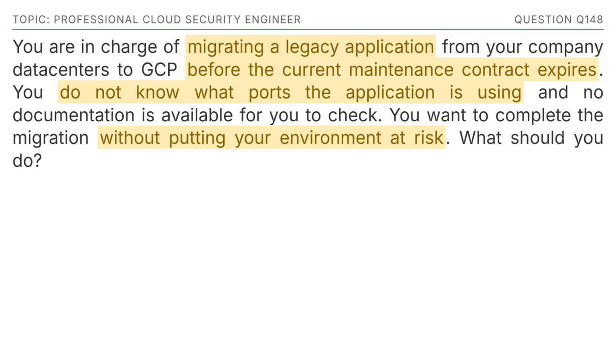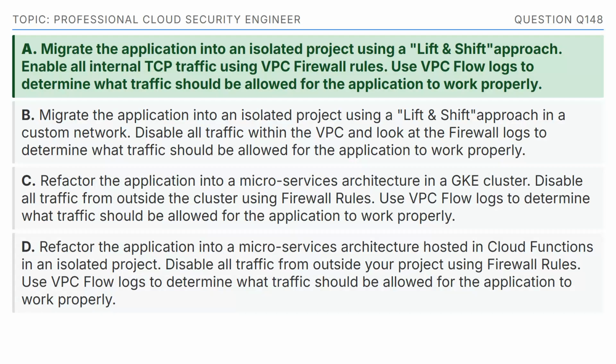To arrive at the correct answer, we focus on the keywords: migrating a legacy application before the current maintenance contract expires, do not know what ports the application is using, without putting your environment at risk. The correct answer is option A, migrate the application into an isolated project using a lift and shift approach. Enable all internal TCP traffic using VPC firewall rules. Use VPC flow logs to determine what traffic should be allowed for the application to work properly.